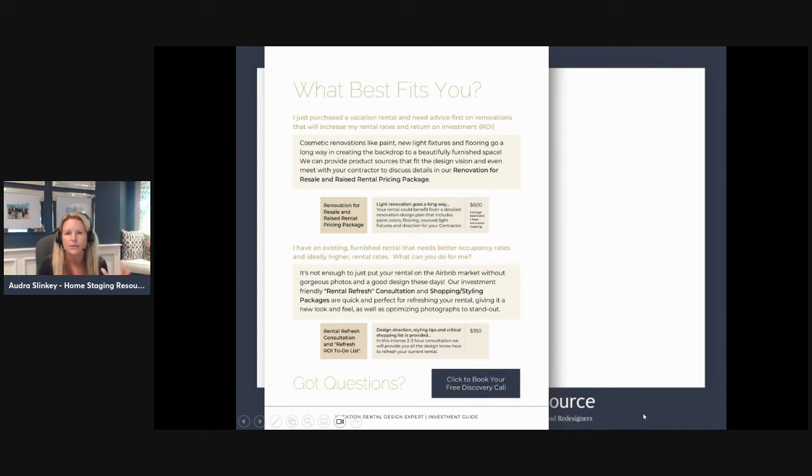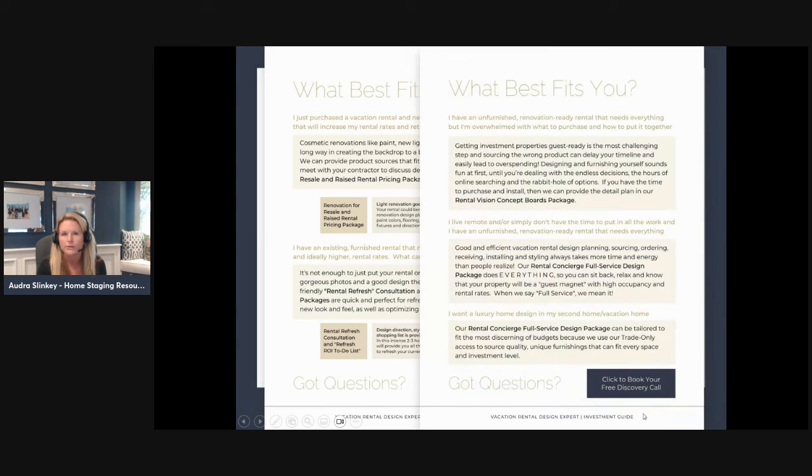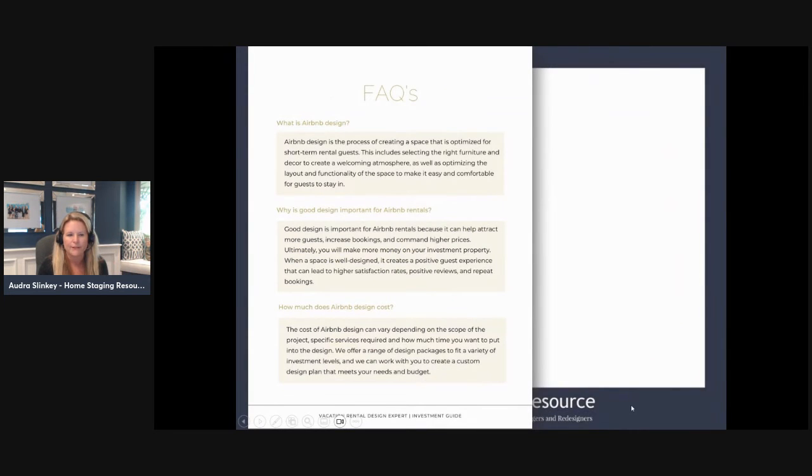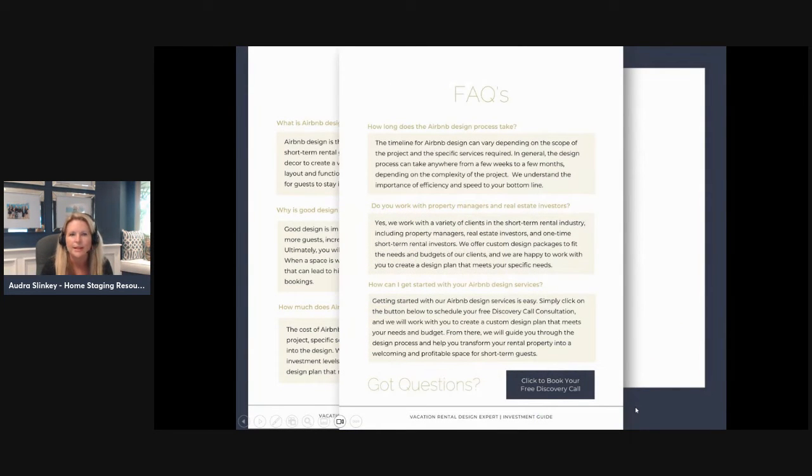So it's speaking to the different kind of clients they would have: the super host that just needs a refresh, or the investor who needs renovation first, or the investor who needs a complete redo. And then, of course, your FAQs. So this is typically what that looks like.